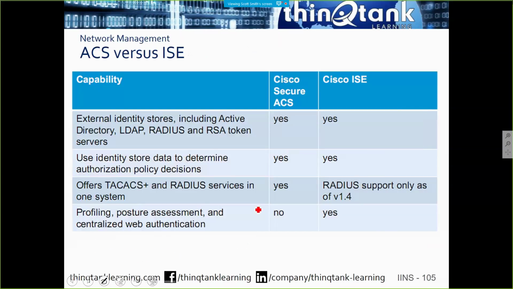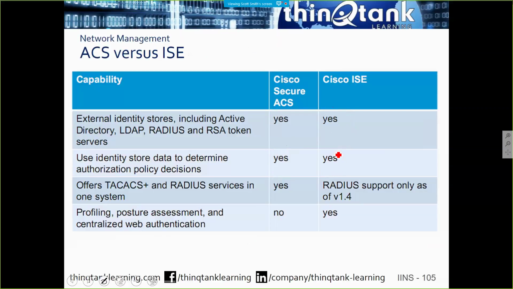So what does ACS provide that ICE doesn't, or vice versa? What does ICE provide that ACS doesn't? Both of them support interactive communication with Active Directory sources, LDAP, Radius, etc. Both of them provide the ability to use as an identity store and store data to determine what your authorization policies are going to be. In other words, what is the user authorized to do in the network?